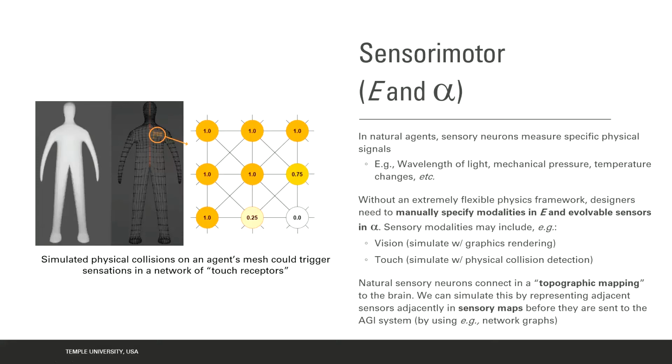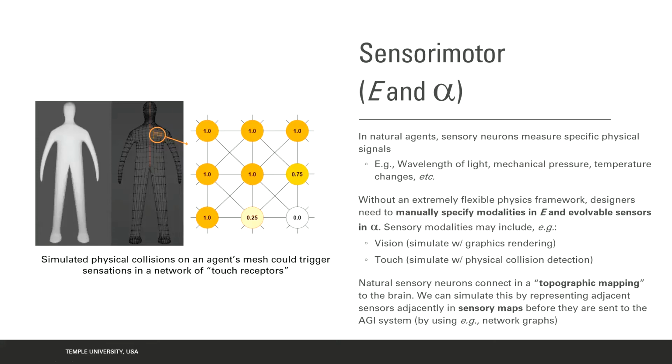Moving on to sensory motor, or the actual embodiment of the agent. In nature, sensory neurons measure very specific physical signals. So things like specific wavelengths of light, mechanical pressure, temperature changes. So without an extremely flexible simulated physics framework, designers actually need to manually specify the different modalities that they desire in E and also the evolvable sensors in alpha.